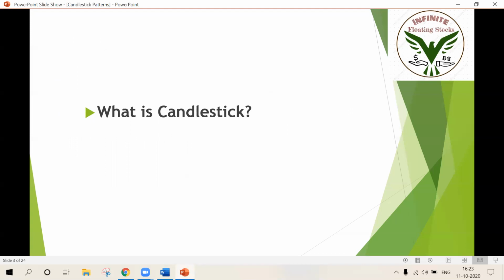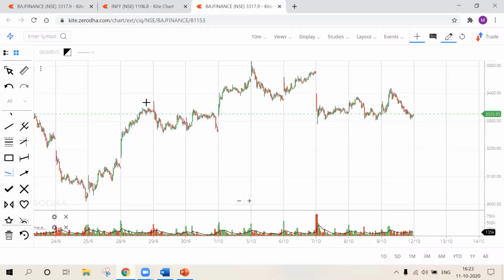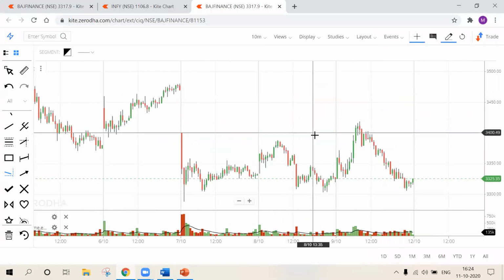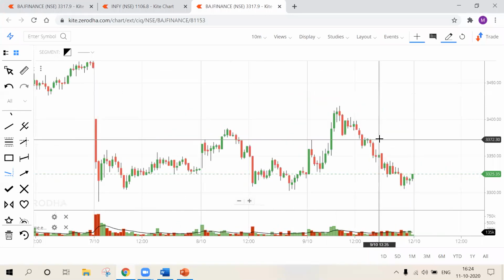So what is a candlestick? It's actually simple. To explain this, I'll switch to the chart. I'm going to open my chart and explain what a candlestick is now. All right. I'm expecting that everyone is able to see my chart.